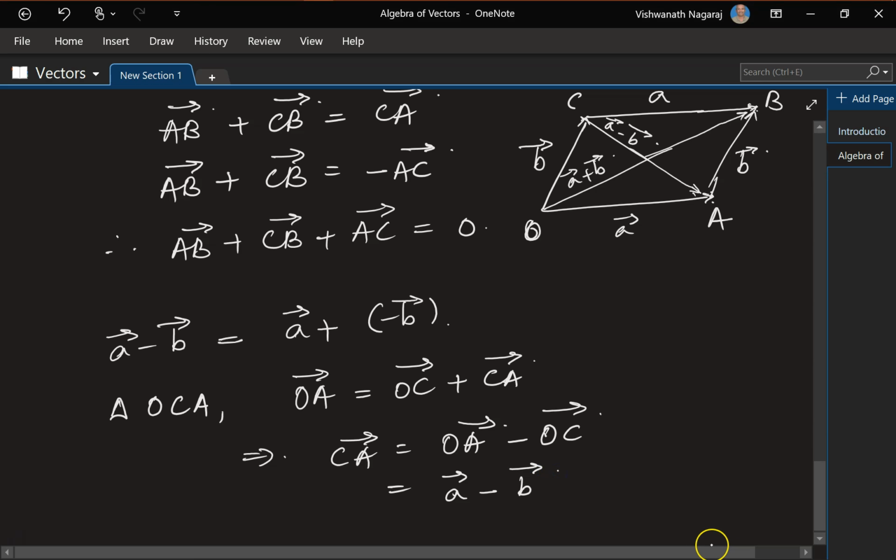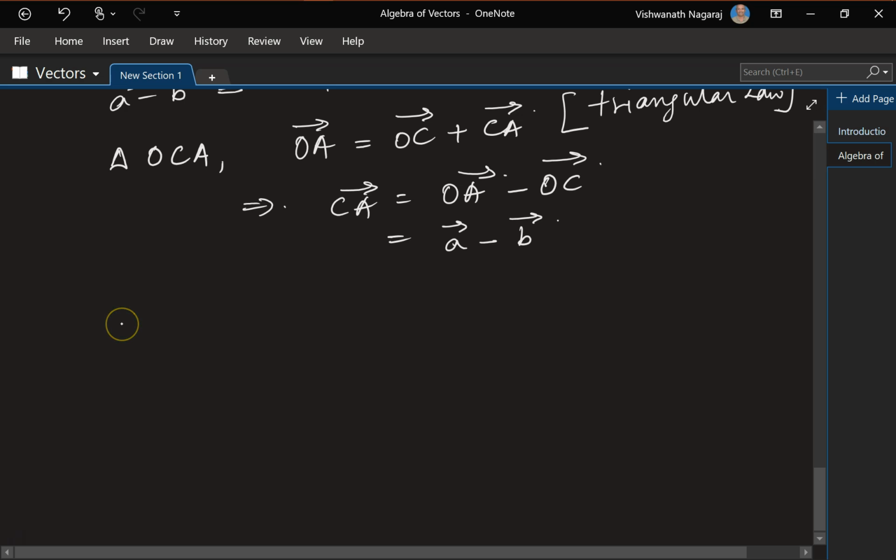Just remember that OA, how did it become this? Because of triangular law. Just look at this. OC and CA are head to tail vectors, right? So when you add these two, you get the third side. So OA is equal to OC plus CA.